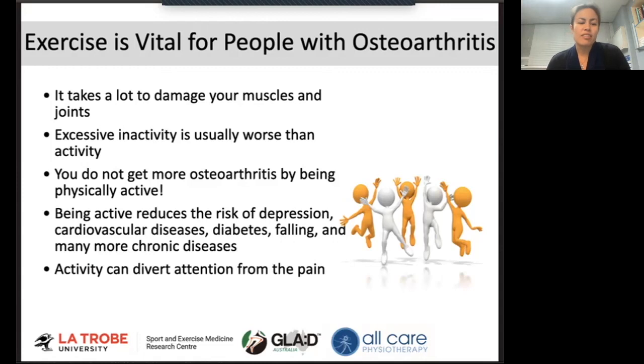And being active doesn't just help osteoarthritis, it helps prevent more than 35 other chronic diseases, including depression, cardiovascular disease, heart disease, diabetes, and falls. And it's important to also remember that activity can actually divert your attention from the pain. So, you might be distracted playing a game or doing an exercise that you find challenging or an activity that you enjoy, such as dancing. And that can then encourage you to keep going with the activity. And then you realize, oh, that was actually good. And it's doing you a world of good as well.